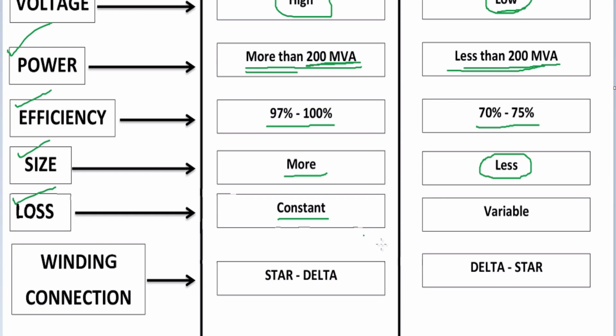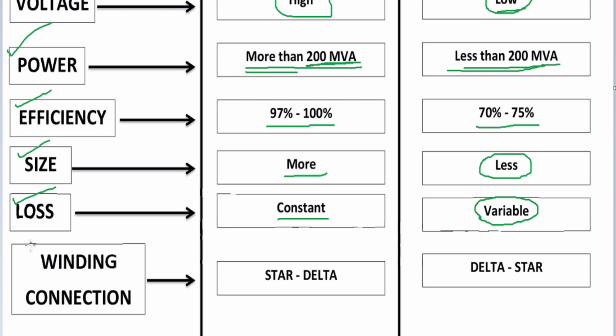But in the case of a distribution transformer, we can have different variable losses in terms of current and the load that is connected to the distribution transformer. So this is not constant, it will be variable.